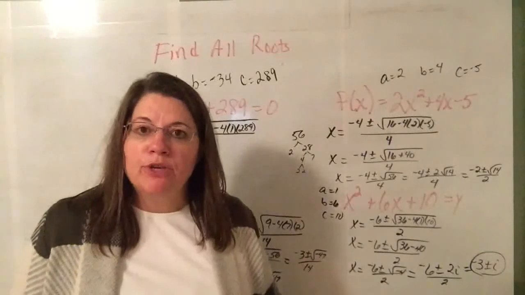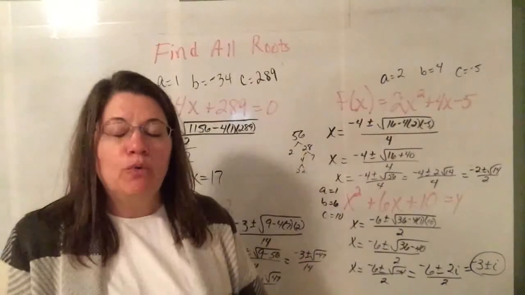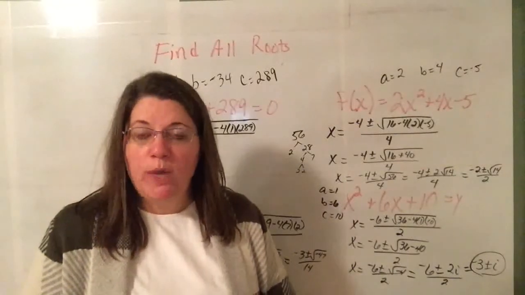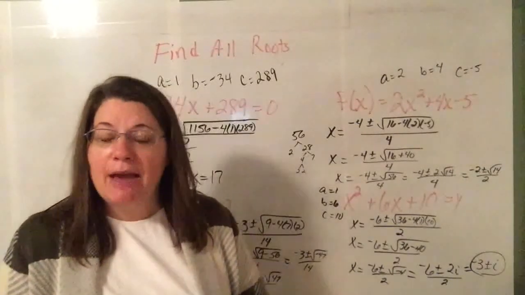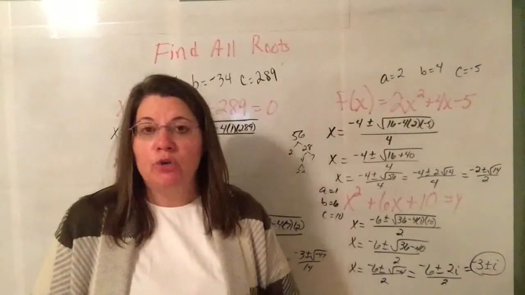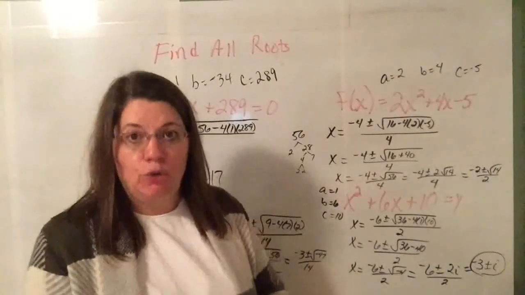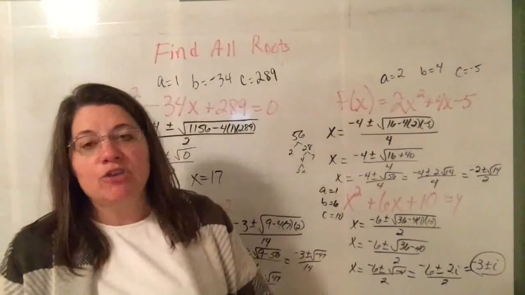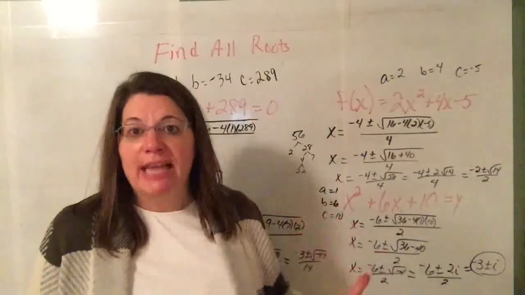So there are several different types of roots we have. We could have 2 real rational roots. We could have 2 real irrational roots. We could have 2 complex roots, or we could have 1 real double root. When it's 1 real double root, you understand that the 2 roots are the same number twice. And we're going to talk about in the next section how that relates to graphs.